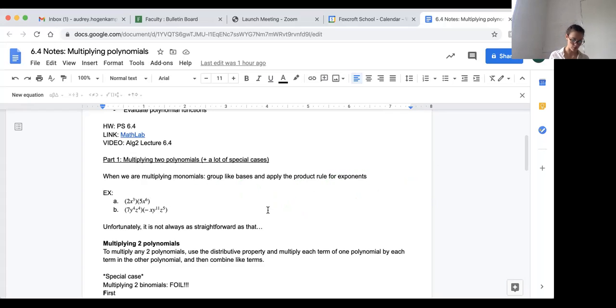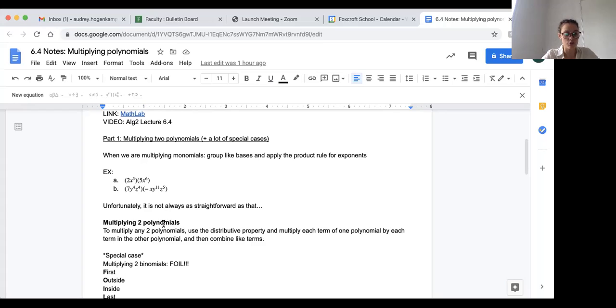And then letter B, I want you guys to go ahead and try to work out on your own, but that should equal -7xy to the 15th z to the 9th. If you have questions about how to get that, please feel free to bring those questions to class. That being said, we're going to move on to multiplying two polynomials.